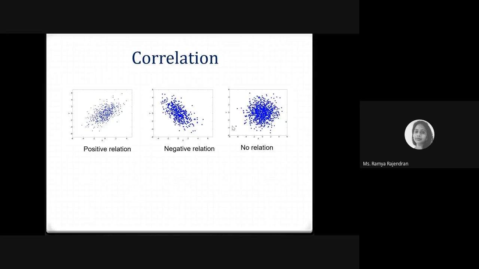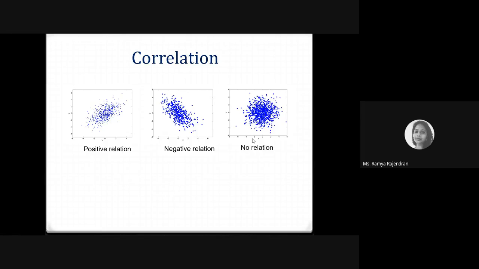So here you can just see three different types of graphs. In the first graph, you can see when the x values are increasing, the y values are also increasing. So we can say there is a positive relation between the x and y axis values. Here, when the x values are increasing, the y values are decreasing in the second graph. So we can say there is a negative relation. So when one value increases, the other value is decreasing, and it's vice versa. And in the third graph, you can see there is no relation at all.